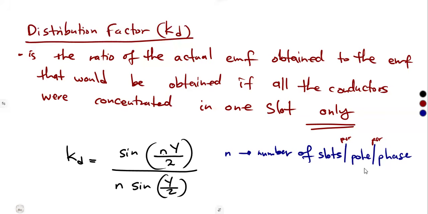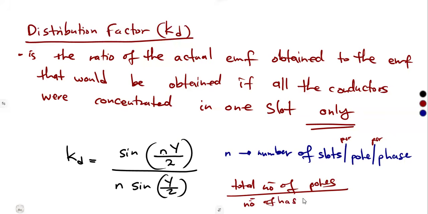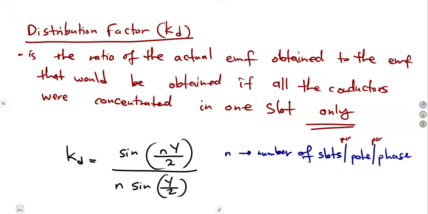So pole per phase, what does it mean? It means you had the total number of what? Of poles over what? Number of phase. This is the part which gave us what? Pole per phase, this one. From our understanding of pair. All right?